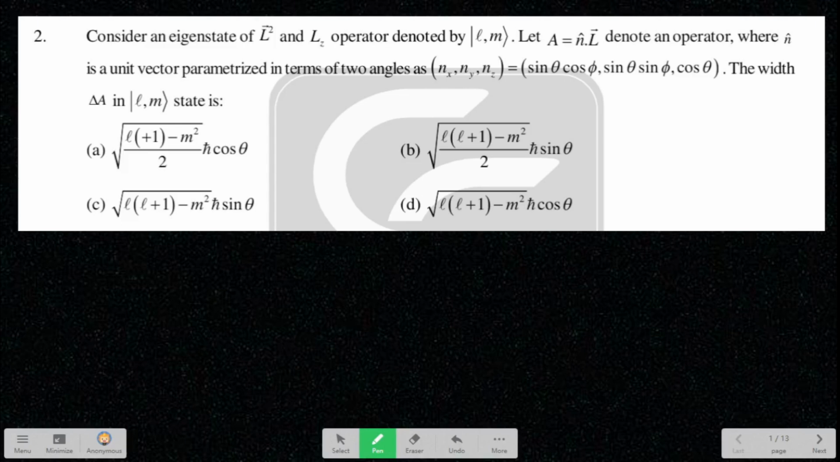Here is a question from JEST 2014. We are given an operator A. We are asked to find the width delta A in LM state. LM state is the simultaneous eigenstate of L square and Lz operators.